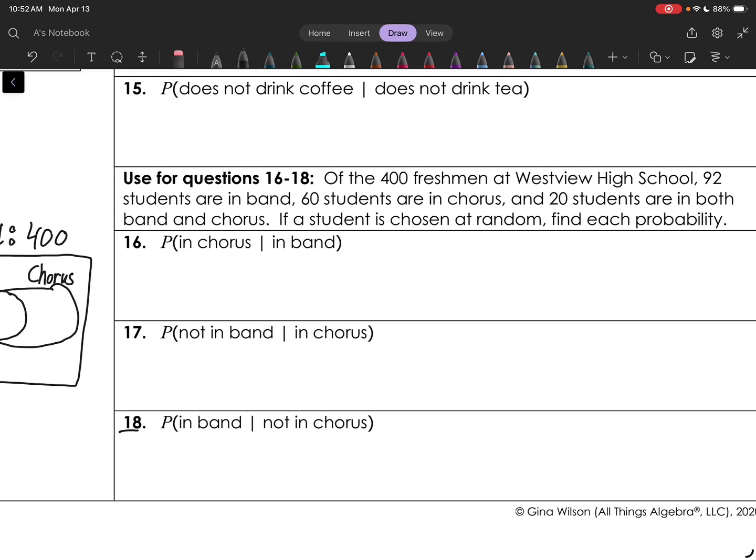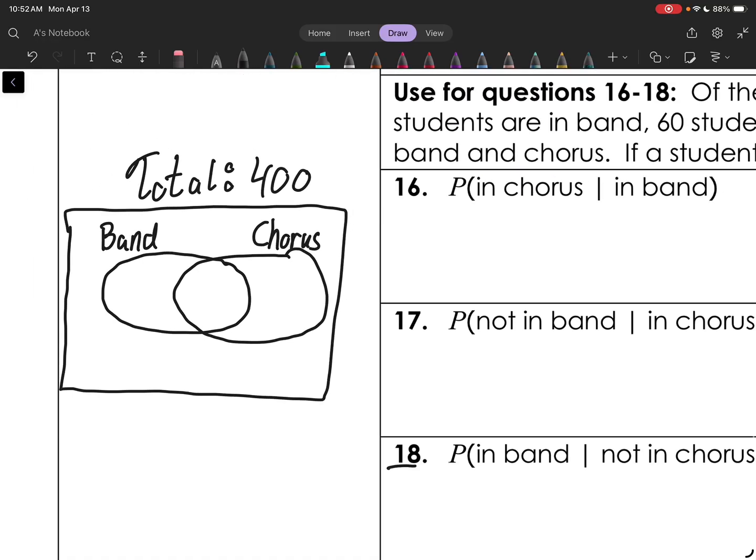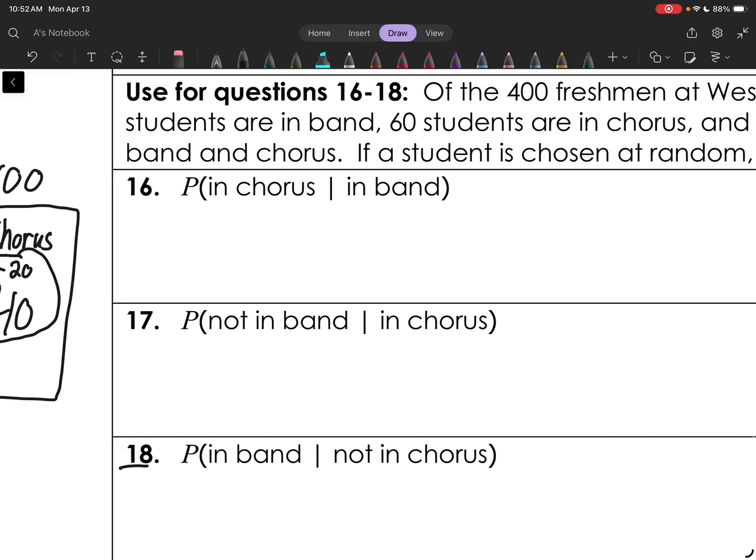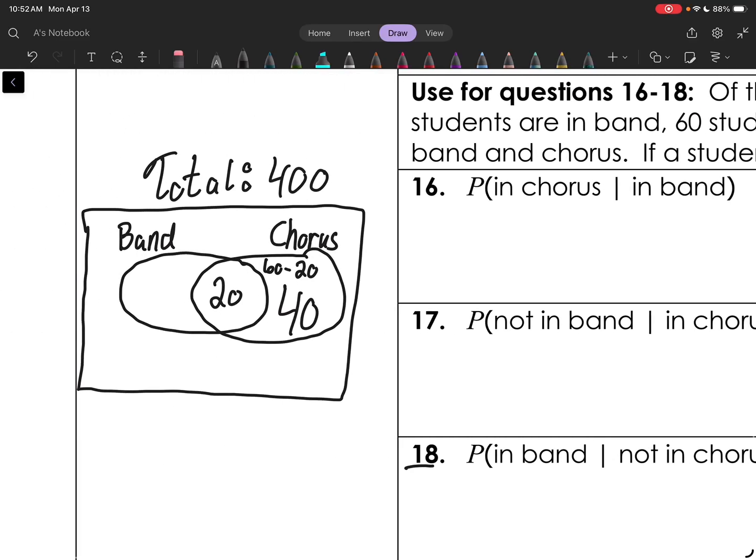60 are in chorus, 20 are in both. I'm going to start with my 20. If 60 are in chorus, I'm going to take out the 20 in both. 60 minus 20 is 40 students purely in chorus. Likewise for band, I have 92 minus the 20. 72 students are just in band.